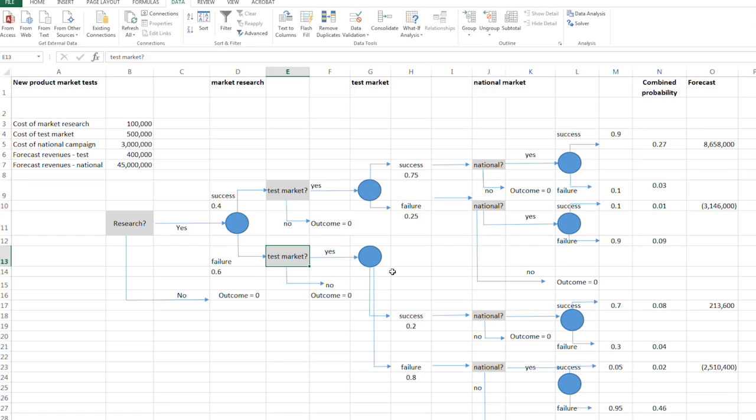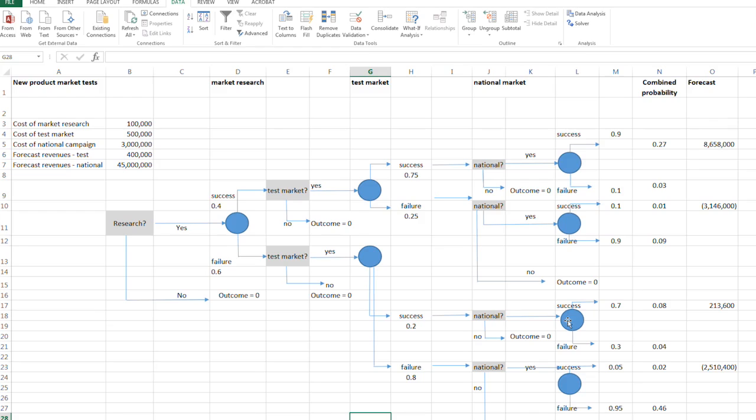On this branch that I'm pointing to here in cell G13, market research gave a red light to the project, but the managers decided to push ahead anyway with a regional test market. Those results tended to be good in 20% of the cases, and were good in the national campaign as well in 70% of the cases where the test market was successful. Each branch of the tree has its own combined probability.